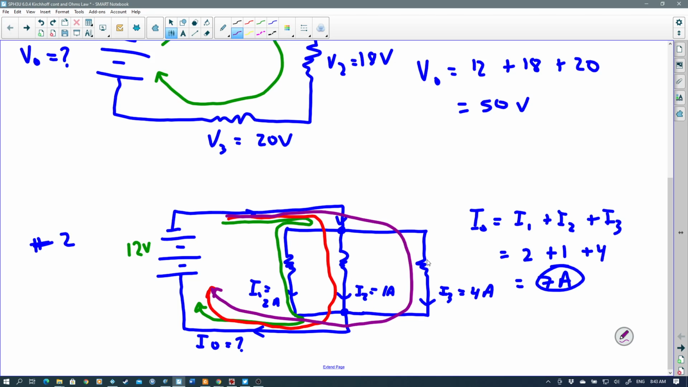And each one of them has the exact same drop in potential. Okay, so you're gaining 12 volts, you're losing 12 volts. You're gaining 12 volts, you're losing 12 volts. So that's how a parallel circuit works.